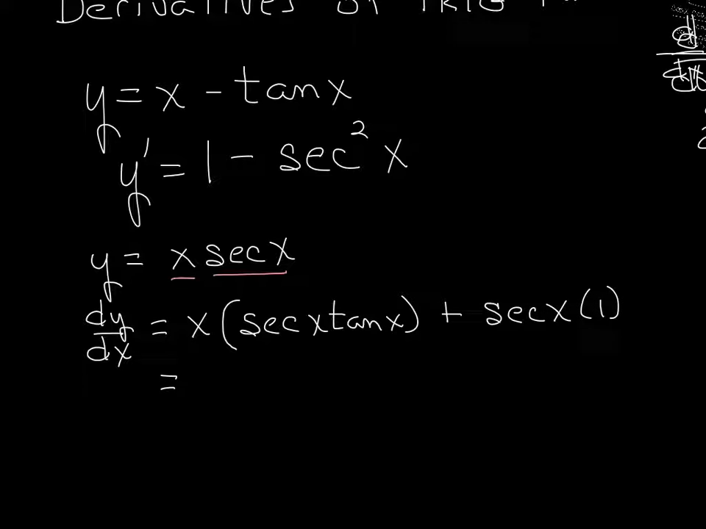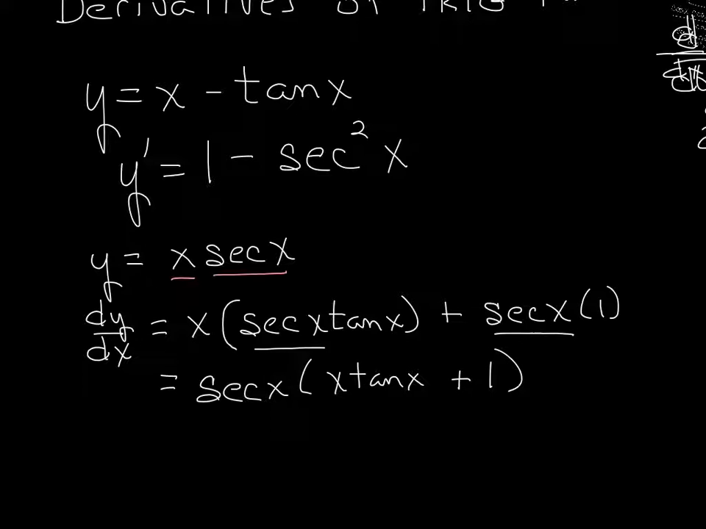So if we look at this, notice we have a secant x in common. I can factor that out, and we would have the secant x times x times the tangent of x plus 1 as the derivative of x times the secant x. Whenever we are simplifying a derivative, we need to be sure that we combine all like terms and that there are no negative exponents in our final derivative.